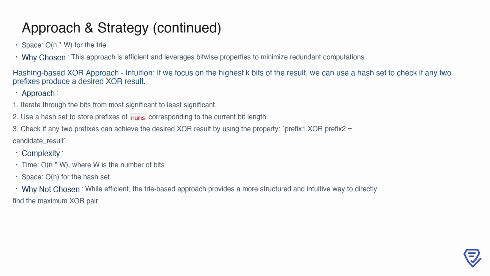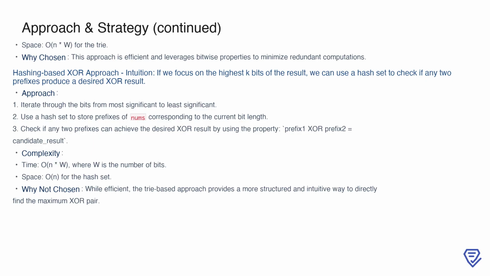Another approach we considered was a hashing-based XOR method. The intuition here is to focus on the most significant bits first. By iterating from the highest to the lowest bit, we can use a hash set to store prefixes of numbers corresponding to the current bit length. Then, we check if any two prefixes can achieve the desired XOR value by using the property that the XOR of two prefixes equals the candidate result. This approach is also efficient, with a time complexity of O(n*w) and a space complexity of O(n).